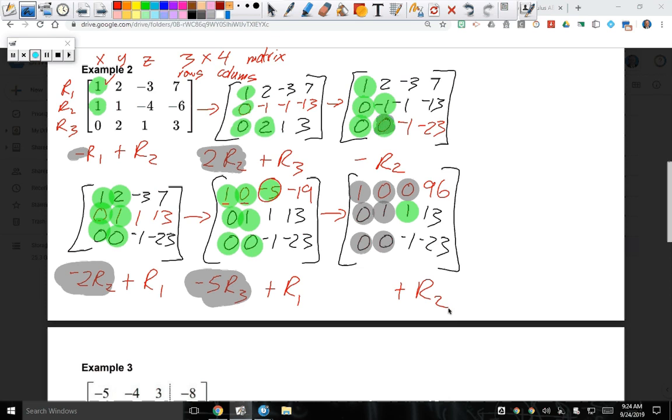Okay? So if I end up changing row 2, what could I add to row 2 to make that 1 turn into a 0? I could add row 3, just as it sits there all by itself. So I would have 0, 1, 0, and negative 10. Everything else stayed the same.